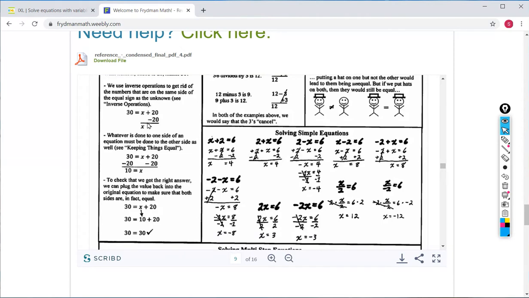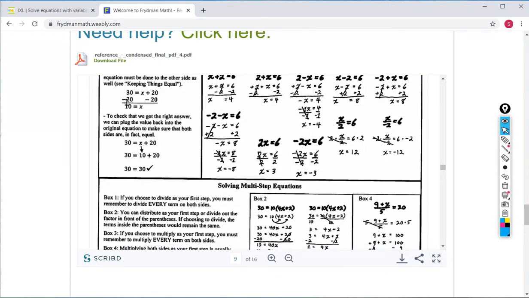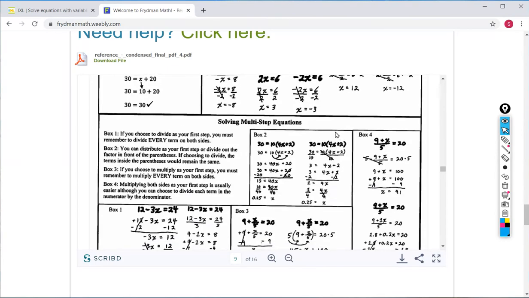So for this example over here, we have this plus 20. We want to get rid of that so that the x is by itself. So we'll use inverse operations. The inverse of addition is subtraction. So we will subtract 20 from both sides. And then the x is by itself, and we have on the left side 30 minus 20 is 10. So x is equal to 10. And to check our answer, we just plug it back in. And yes, 10 plus 20 is equal to 30. So we get 30 equals 30. That's good. So we put a check mark there. Okay, and you can read through this also.